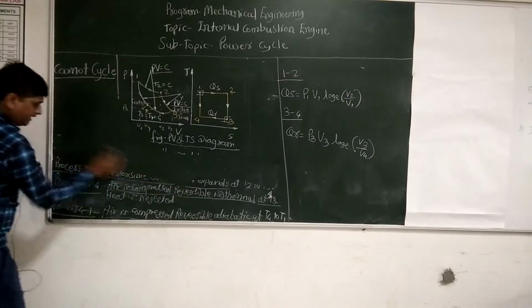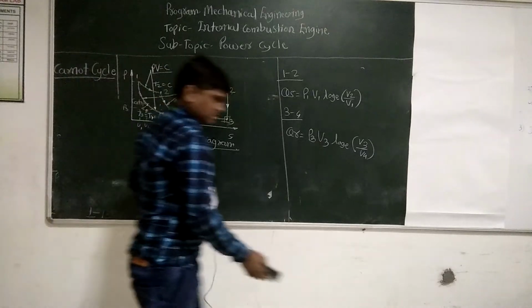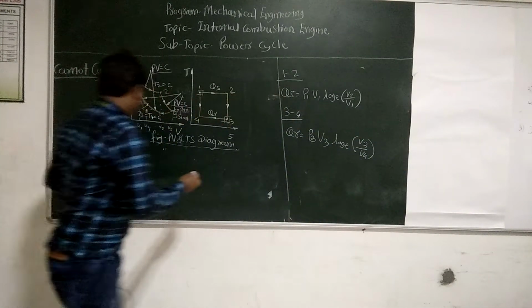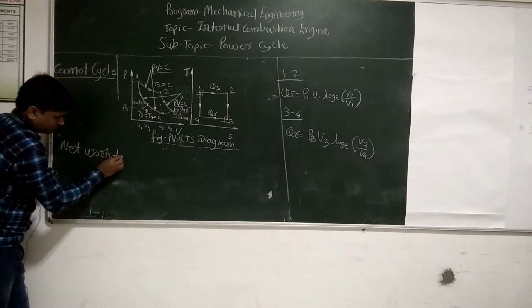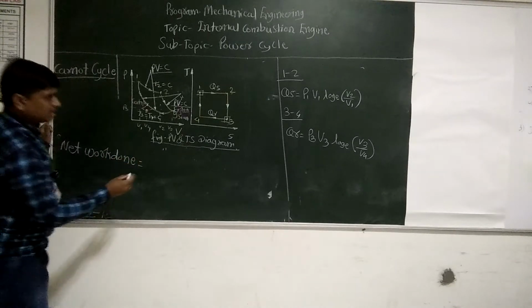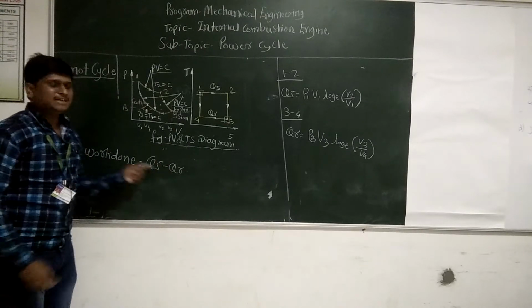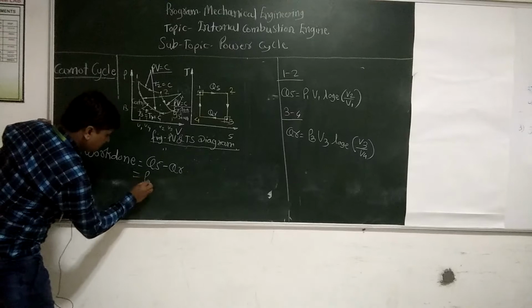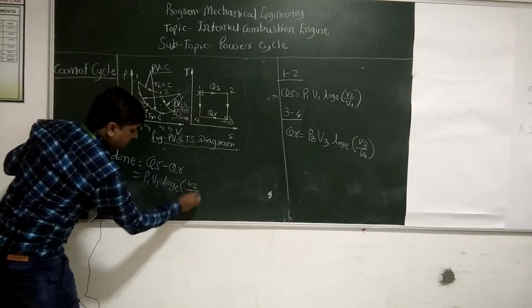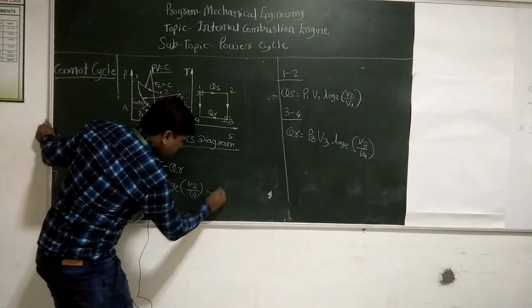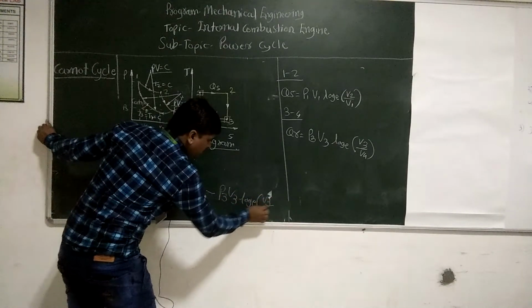Now we calculate the net work done. The formula of net work done is Qs minus Qr, where Qs means heat supplied and Qr means heat rejected. Qs is P1 V1 log of e V2 upon V1, minus Qr, P3 V3 log of e V3 upon V4.